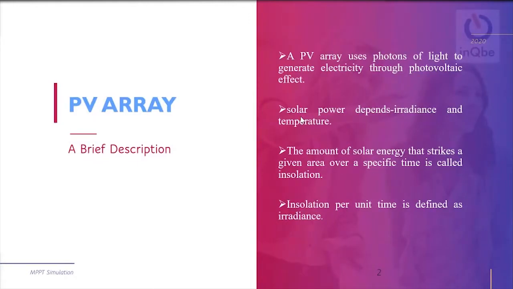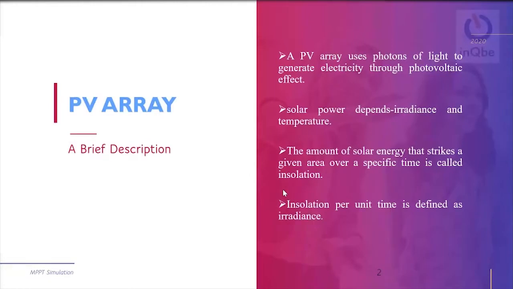The power depends on irradiance and temperature. That means there is a relation between power and irradiance, and between power and temperature. When irradiance increases, power will increase, and when temperature increases, power will decrease. That we have to learn. So when we simulate, we have to consider irradiance and temperature.